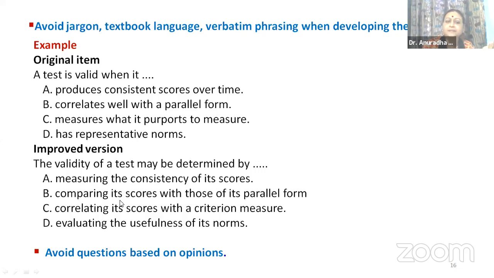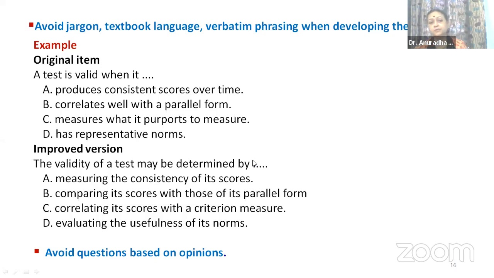Rather than that, make it a little simpler. What is the validity of a test determined by: the consistency of its scores with that of a parallel form, correlating its scores with a criterion, and evaluating the usefulness of its norms. So don't pick up words and phrases directly from the textbook. See to it that the student understands the purpose of the question.